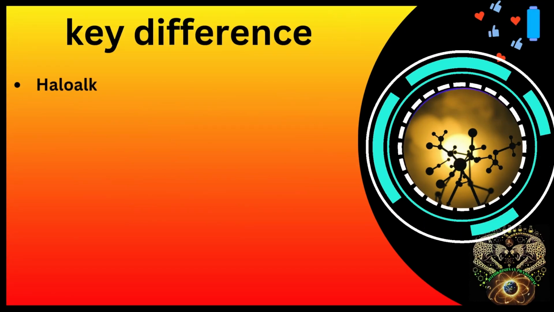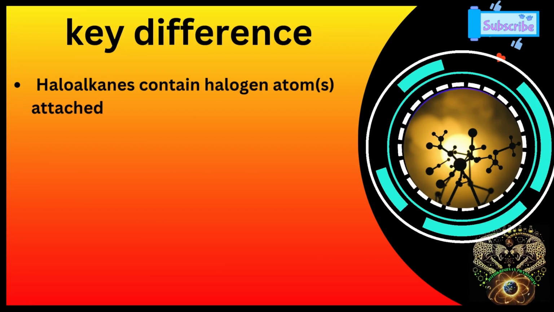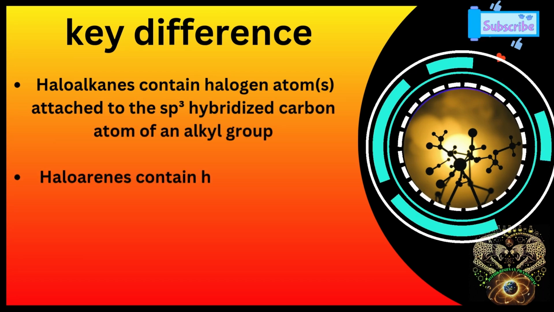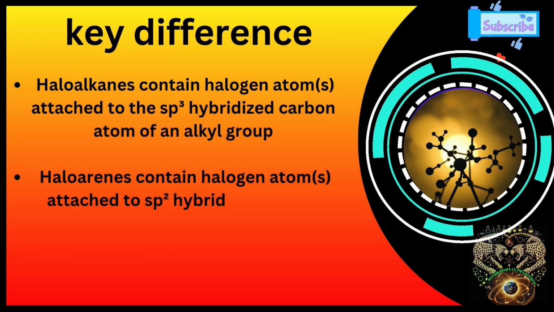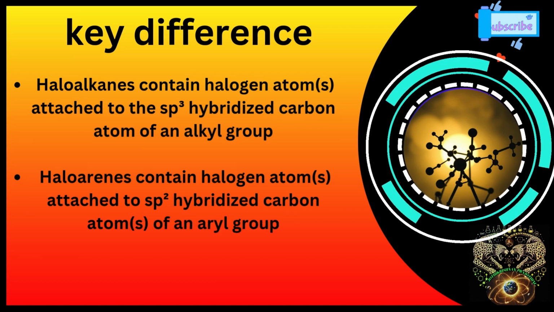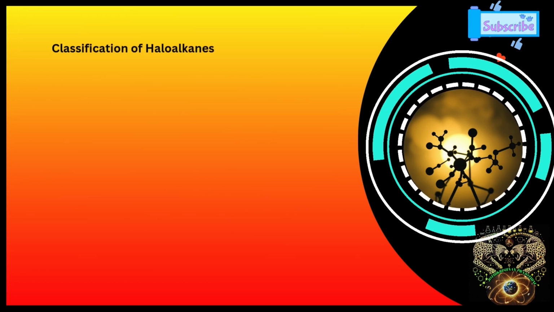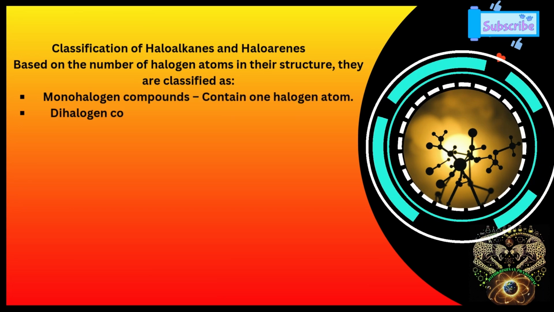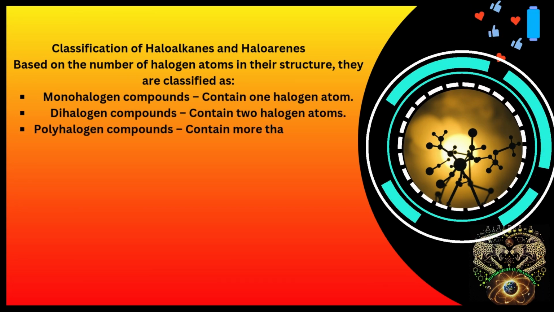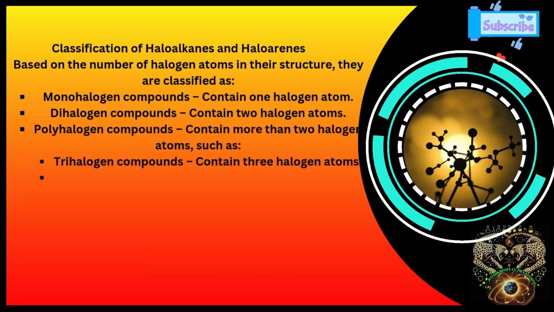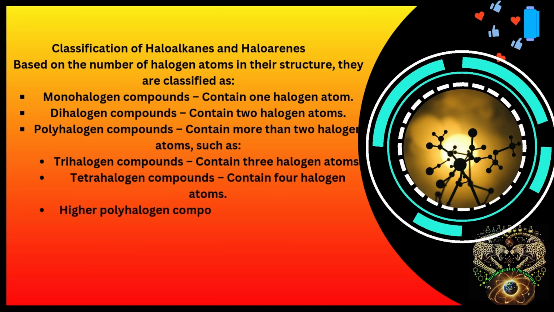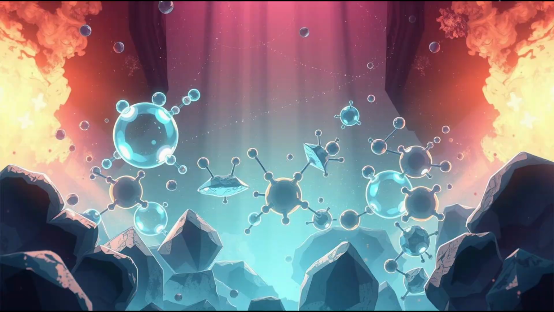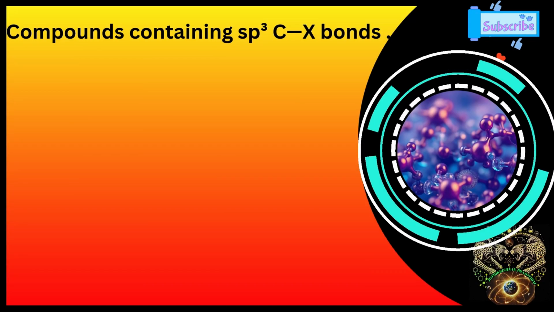Another key difference is haloalkanes contain halogen atoms attached to sp3 hybridized carbon atoms of an alkyl group. Haloarenes contain halogen atoms attached to sp2 hybridized carbon atoms of an aryl group. Haloalkanes and haloarenes may be classified as mono, di or polyhalogen compounds depending on whether they contain 1, 2 or more halogen atoms in their structures. Compounds containing sp3 carbon halogen bonds are classified into three types.